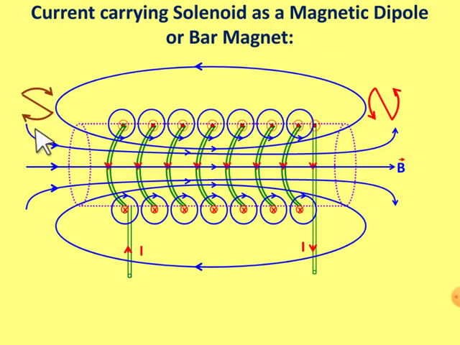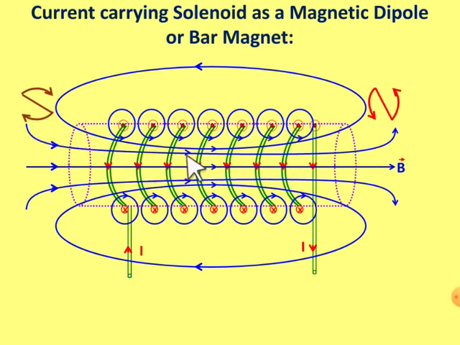But the difference is that in the case of a bar magnet, magnetic lines of force are not there inside the bar magnet, but in the case of a current carrying solenoid, the magnetic line of force is a continuous one.